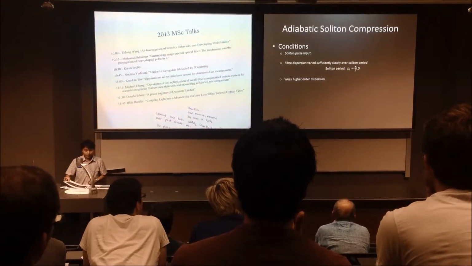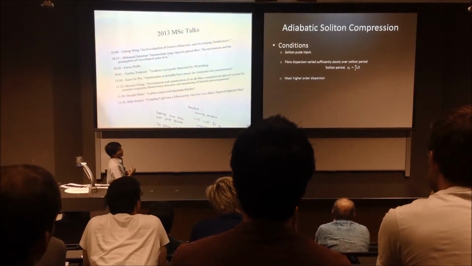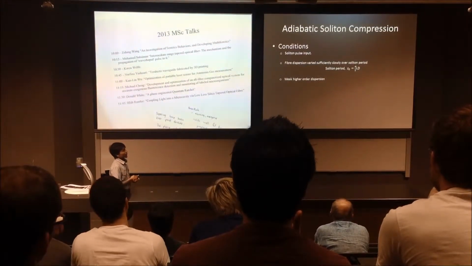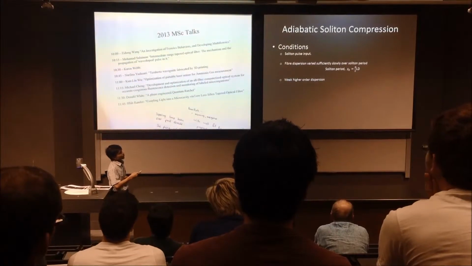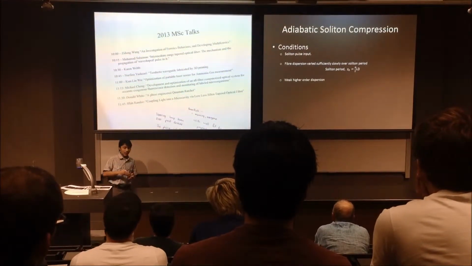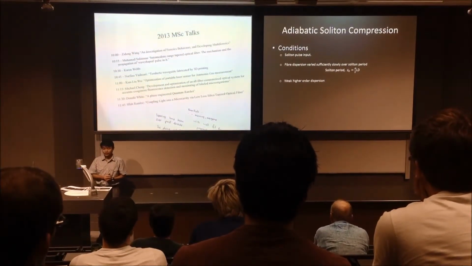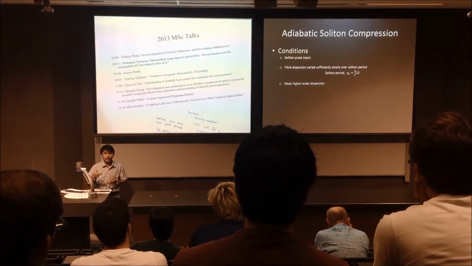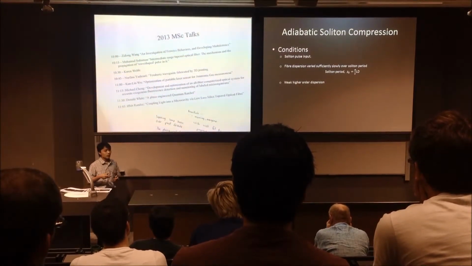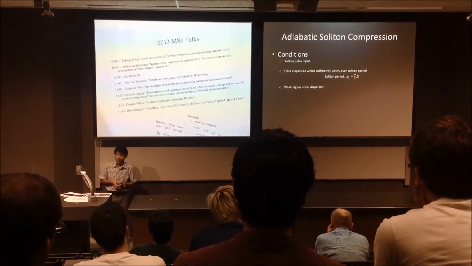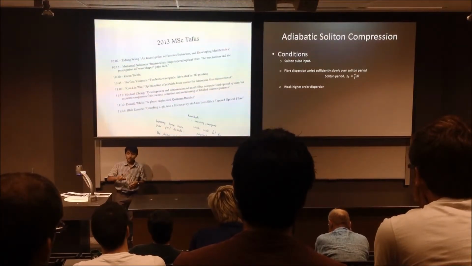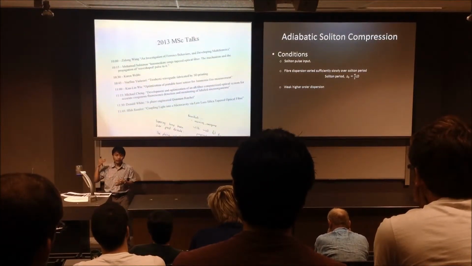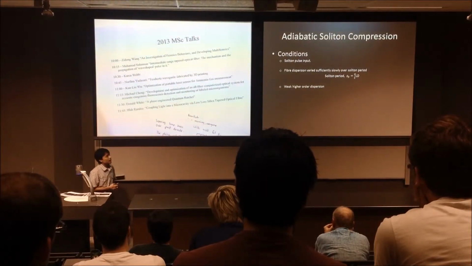Here is some very brief condition on adiabatic soliton compression. The interesting part is we need to have soliton at the input, and by having this, we can make advantage of, for example, a higher order soliton, where we know the pulse duration will get smaller, and so we can make use of that part and make it propagate through a tapered fiber.